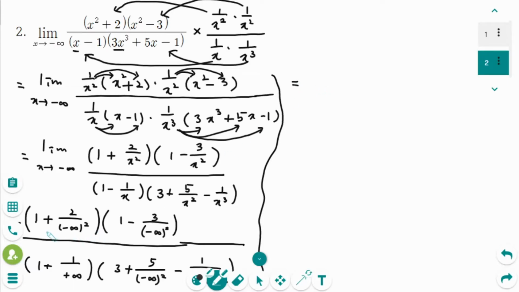And then this one is 1 plus 0, which is 1, times this is 1 minus 0, also 1, over this is 1 plus 0, which is 1, and this one is 3 plus 0 minus 0. So everything together makes 3. So this answer is 1 over 3.